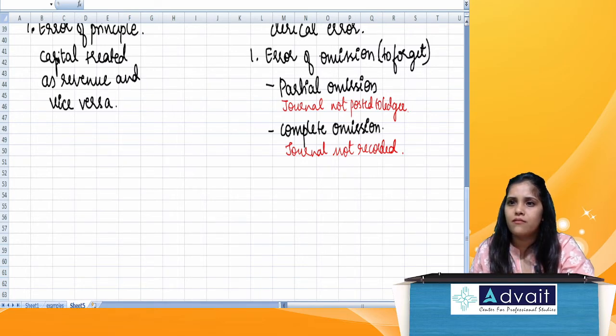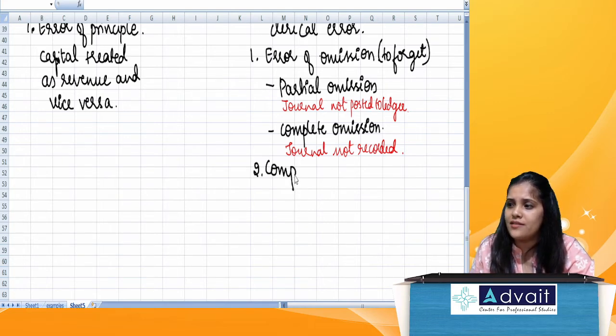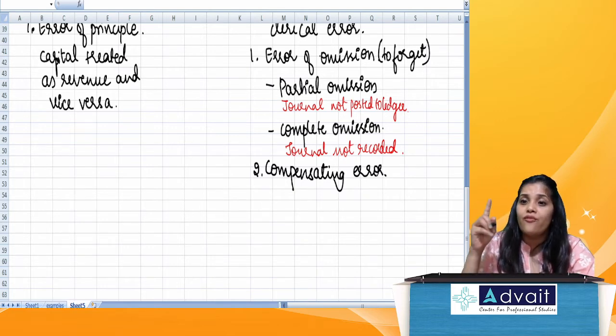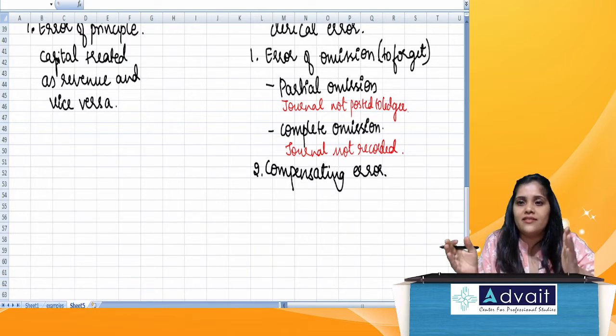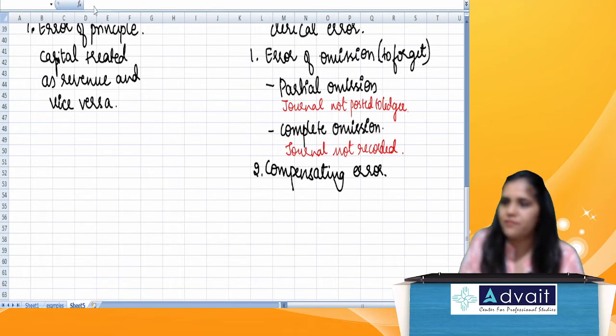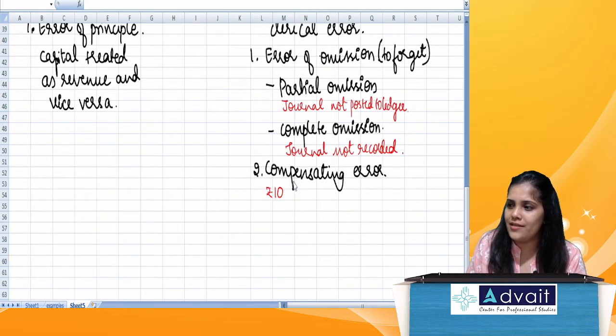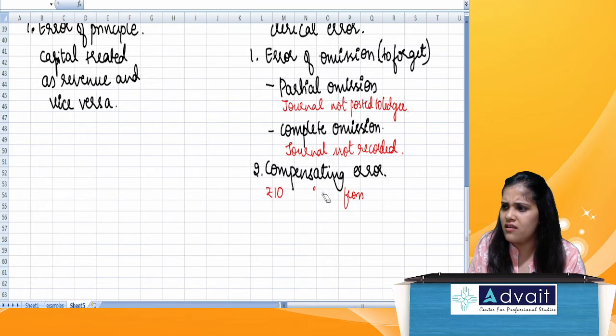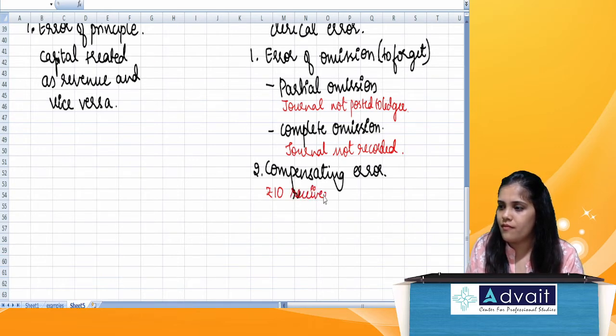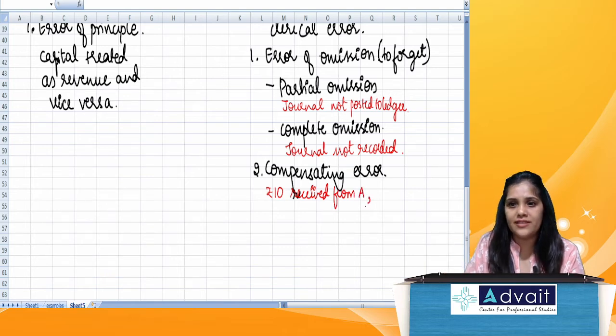The second type of error is a compensating error. Compensating error means one error that you make compensates another error. Means they set off against each other. Now let's take an example. You received rupees 10 from Mr. A.